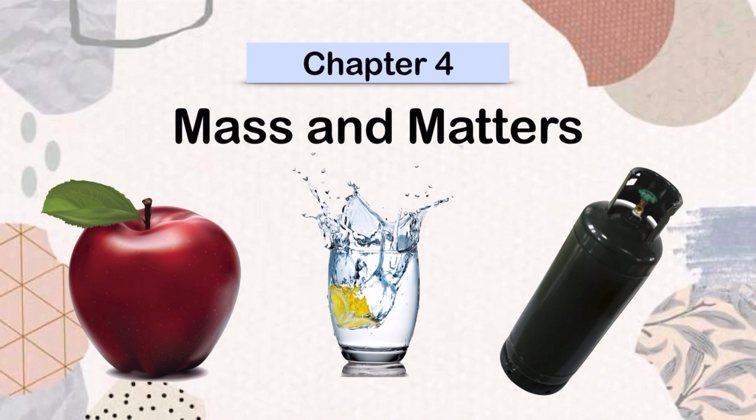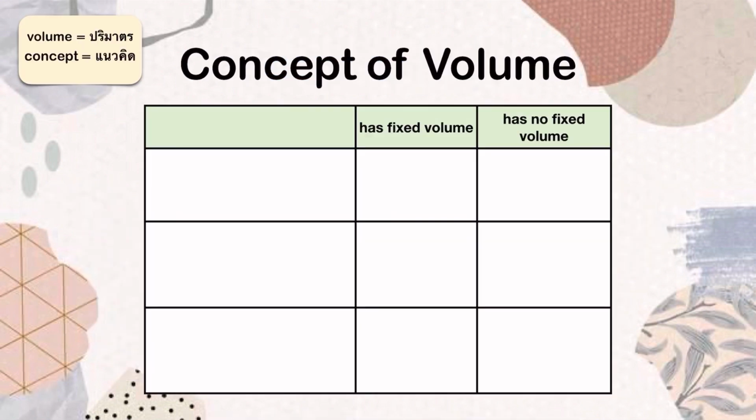We studied about mass and matter last time, right? Let me review a little bit. We have three states of matter, which are solid, liquid, and gas. Now, today we are going to focus on volume. Here we have the concept of volume. Okay, everyone say concept of volume.